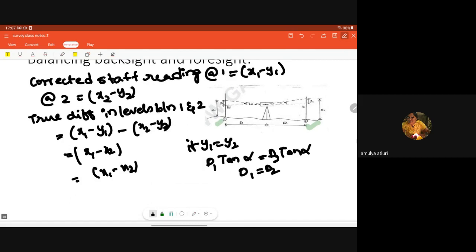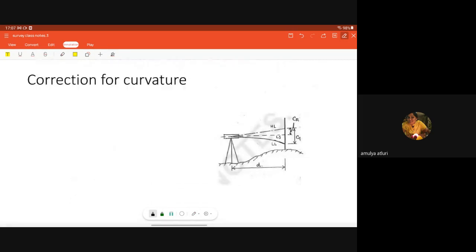Next, correction for curvature. It is the difference between the horizontal line and the level line. You can see it. This is the horizontal line, level line. CR is called the coefficient of refraction. CC is called the coefficient of curvature. So it is the difference between the horizontal line and the level line.